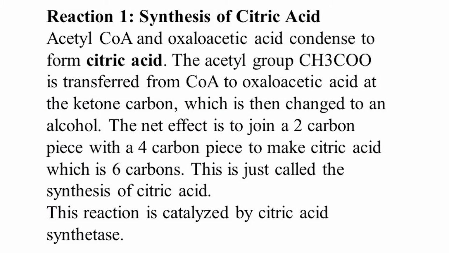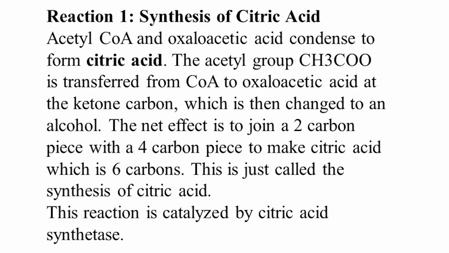The first reaction is the synthesis of citric acid from oxaloacetic acid by receiving the acetyl coenzyme A. The acetyl group CH3COO is transferred from coenzyme A to oxaloacetic acid at the ketone carbon, which is then changed to an alcohol. The net effect is to join a 2-carbon piece with a 4-carbon piece to make citric acid, which is 6 carbons. This is just called the synthesis of citric acid.